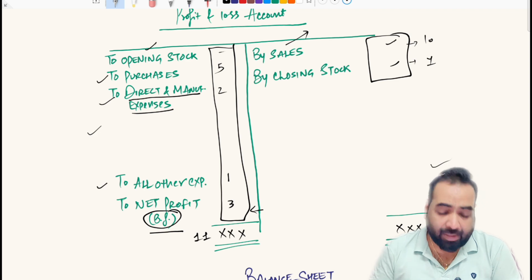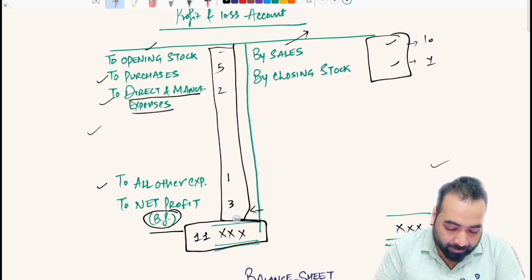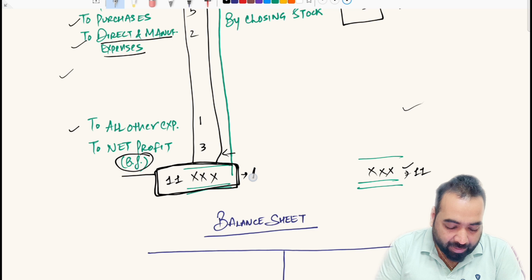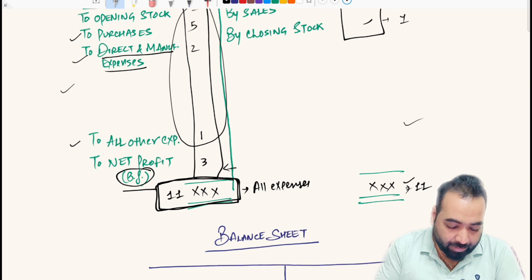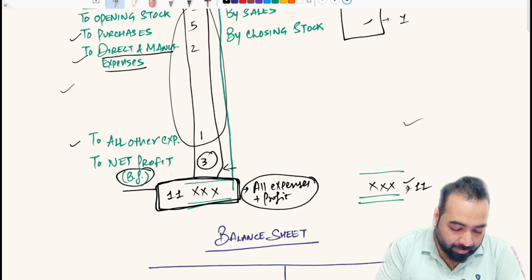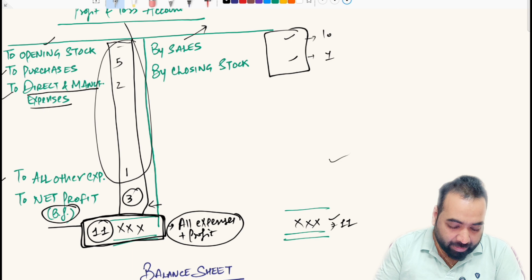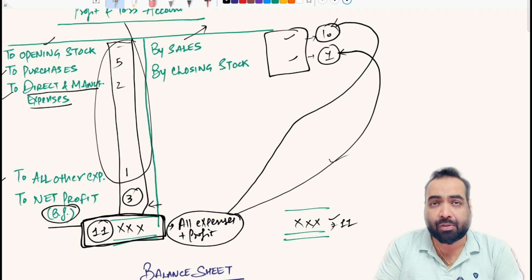So if we friends see carefully, all this total of 11 rupees covers all expenses. All expenses are added in this 11 rupees, plus it covers the profit as well. This 11 rupees includes the 3 rupees profit as well. All of these 11 rupees are distributed between these two only.